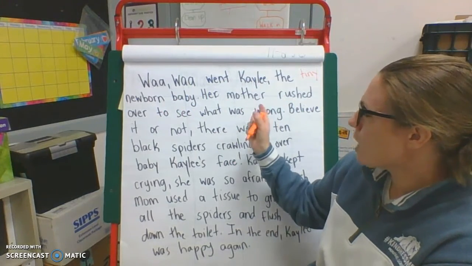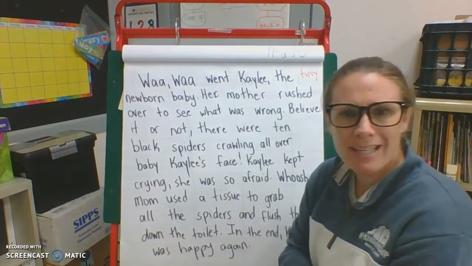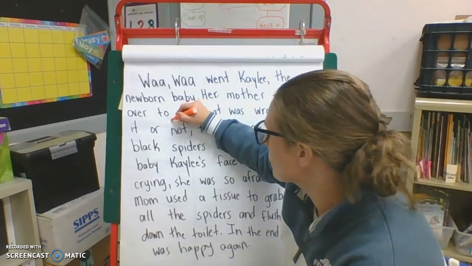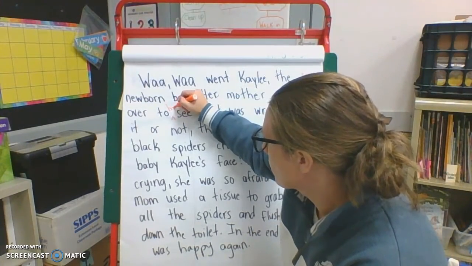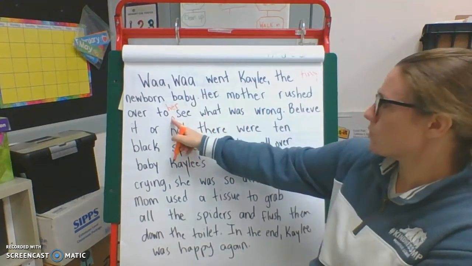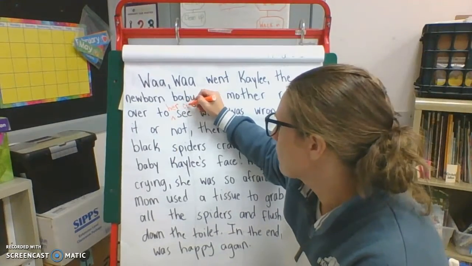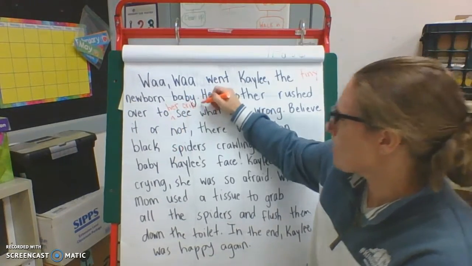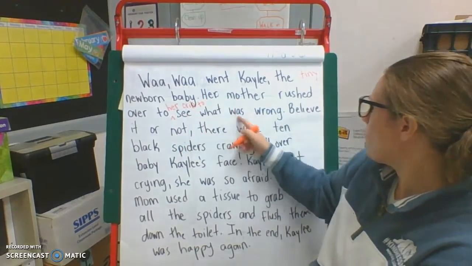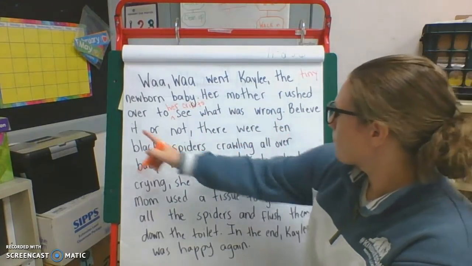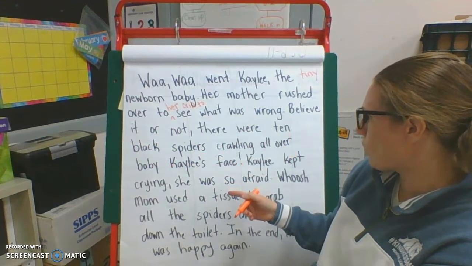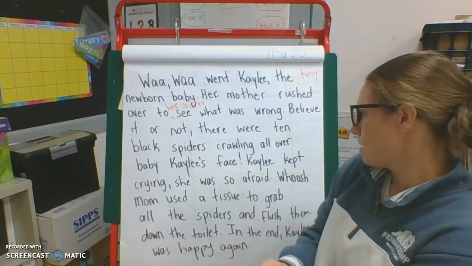Her mother rushed over. Well, I'm thinking, like, where? Where is she? Rushed over to her crib. Let's pretend she's in her crib. And notice I just put a caret there to add whatever details I need. Rushed over to her crib to see what was wrong. Believe it or not, there were 10 black spiders crawling all over baby Kaylee's face.